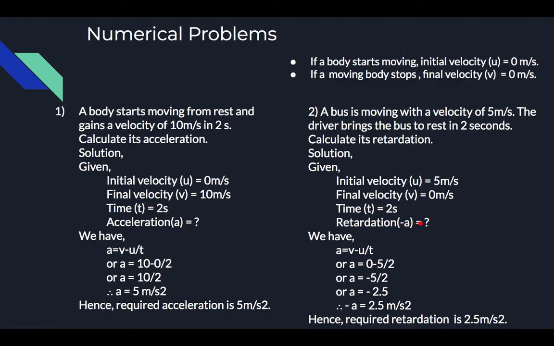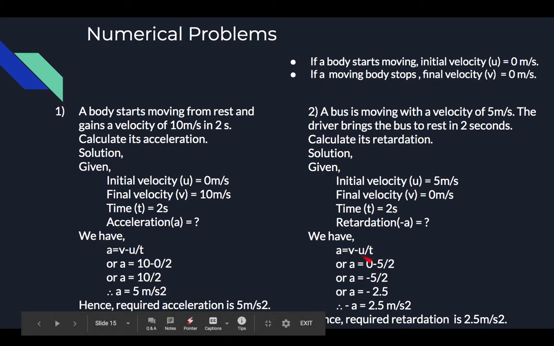Retardation symbol is minus a. And the formula is the same to calculate. So a equal to v minus u by t. v is 0, u is 5, and time t is 2. So a equal to 0 minus 5, means minus 5 by 2, or a equal to minus 5 by 2, means minus 2.5. So here you got the value of a, but we are supposed to find the value of minus a.